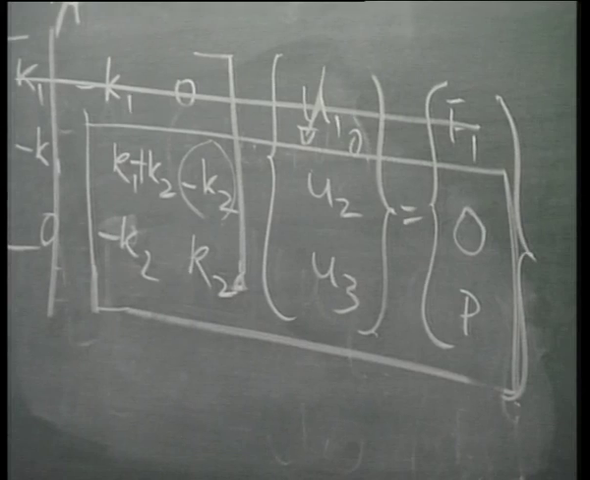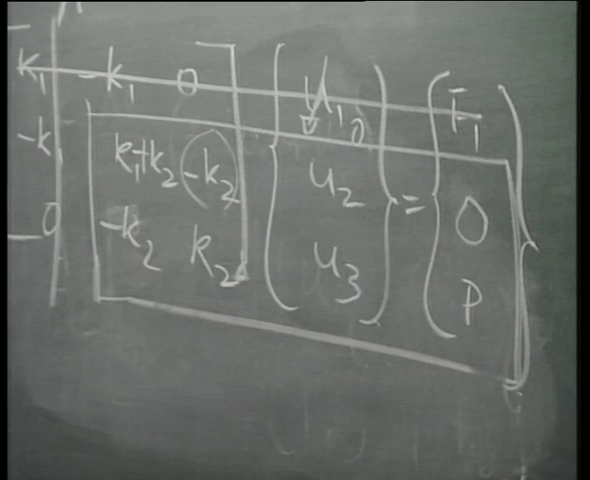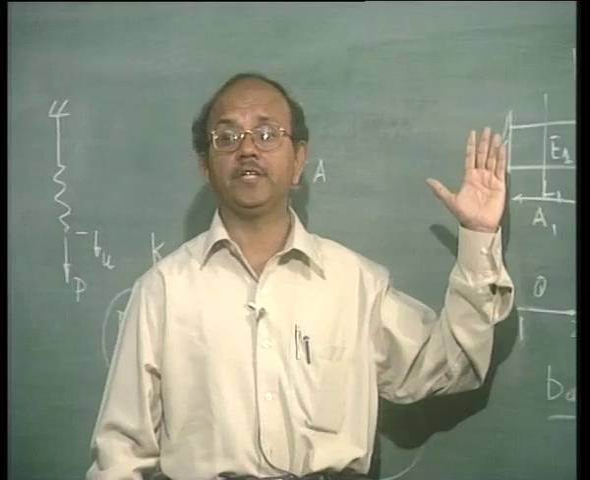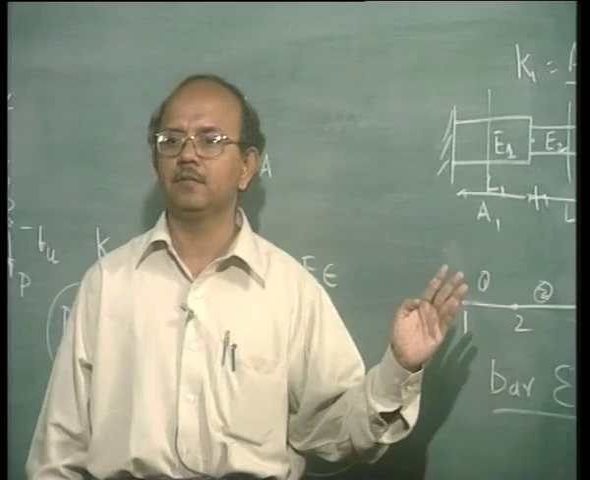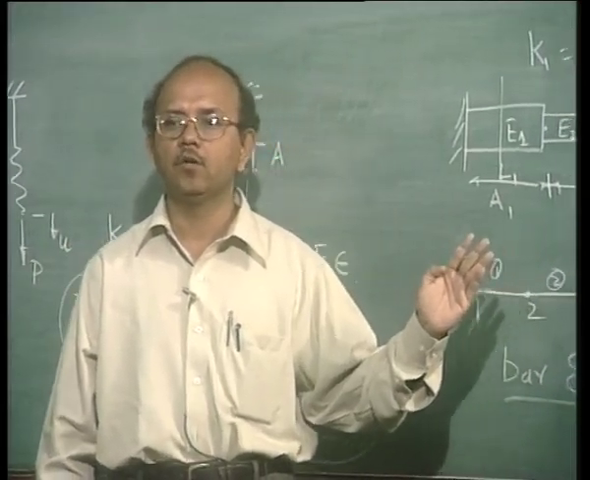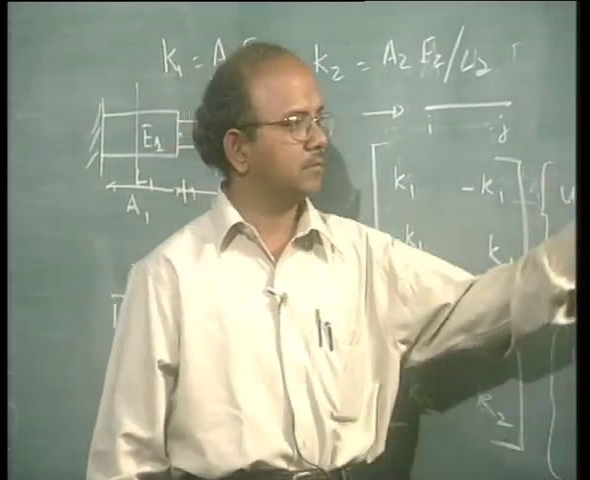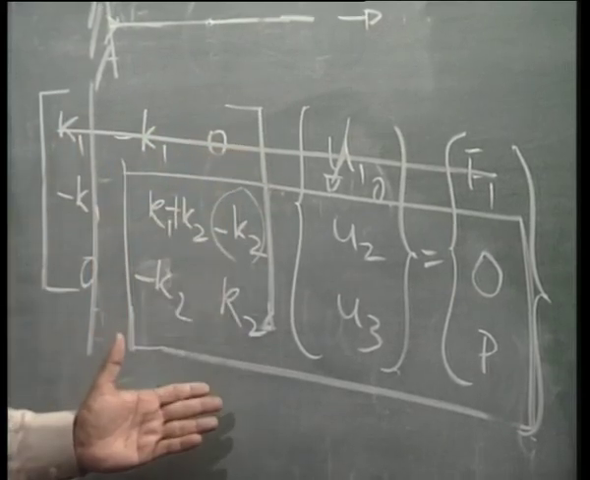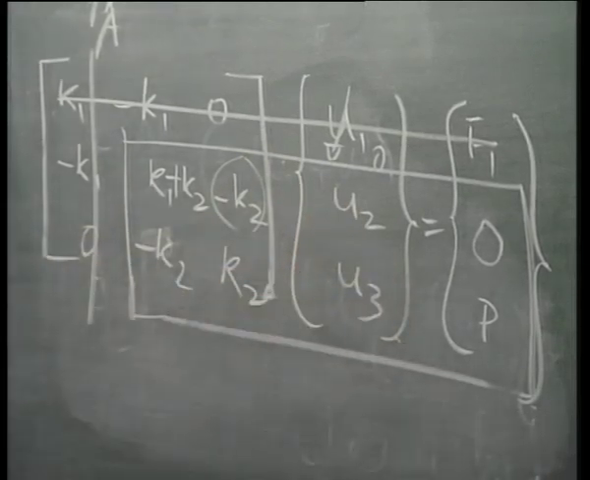Is that clear? Now I have two equations and two unknowns. Just to summarize, what did we do? We discretized, in other words, we divided this into a number of elements. Then we wrote the stiffness matrix for each of these elements. We assembled them. And then we wrote down the boundary conditions carefully, and also put down the forces that happen.